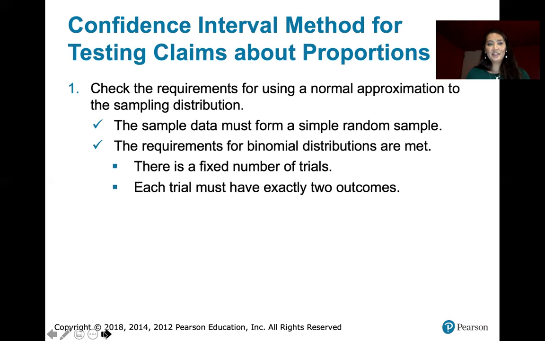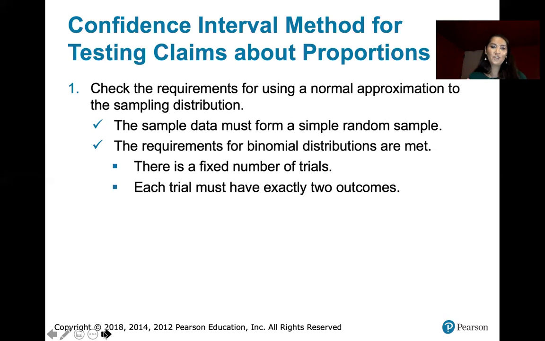And the second requirement is that each trial must have exactly 2 outcomes. Typically, those are called success and failure. Now, success does not necessarily have to be positive. Failure does not necessarily have to be negative. If we're asking people if they prefer Coke or Pepsi, we might say preferring Coke is success and not preferring Coke is failure. It doesn't mean that we prefer Coke to Pepsi ourselves. It really just depends on where we have placed that label.